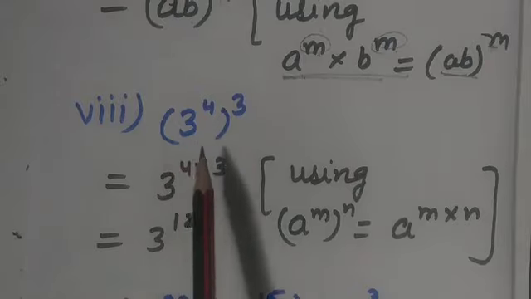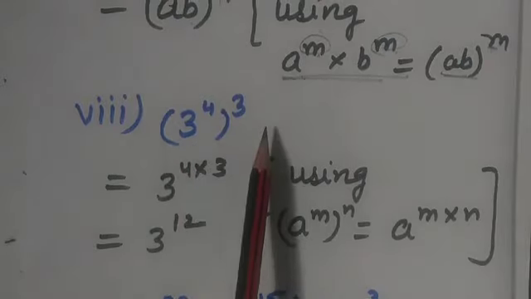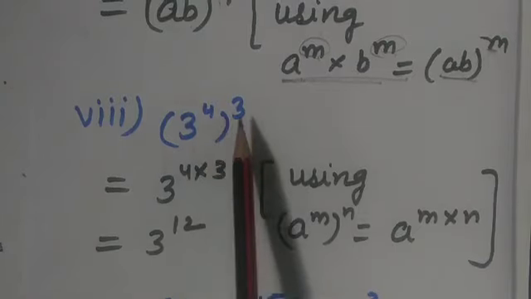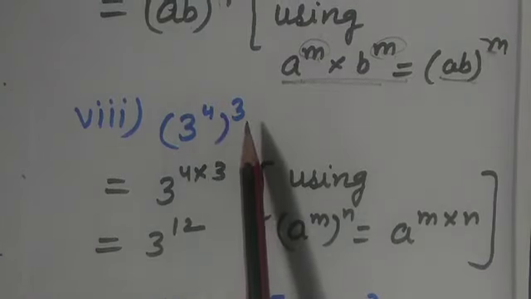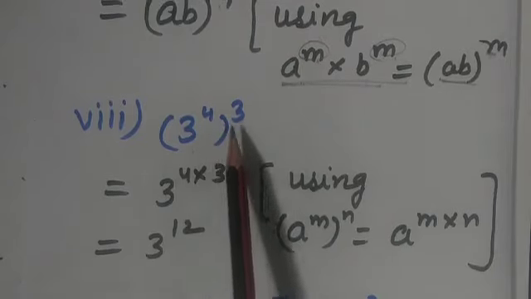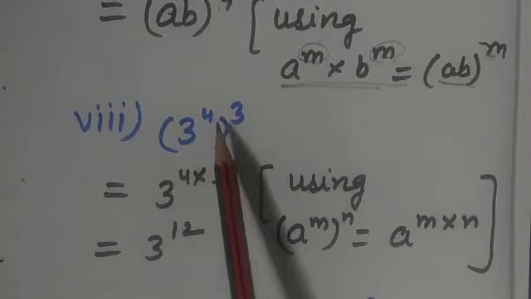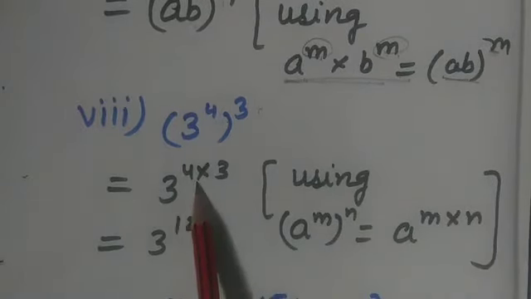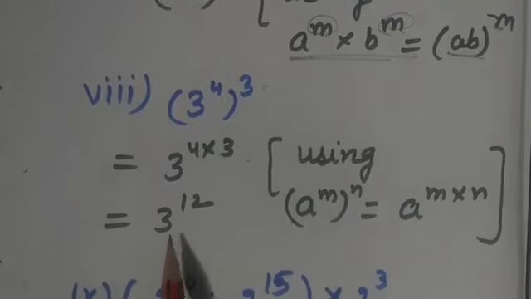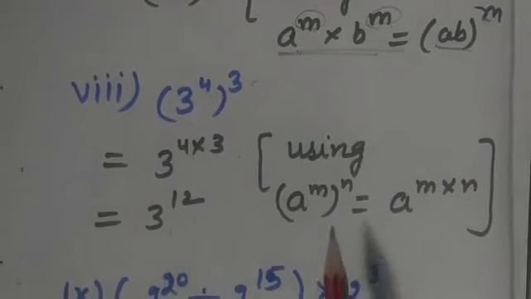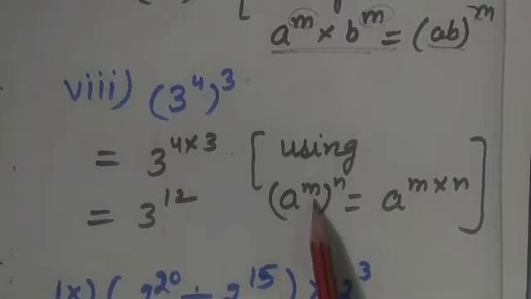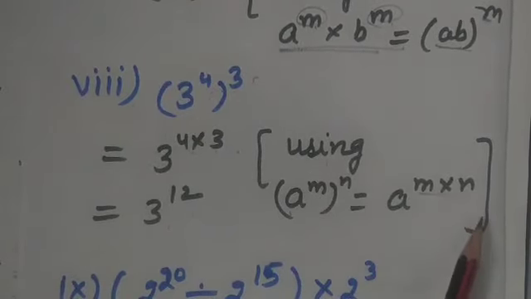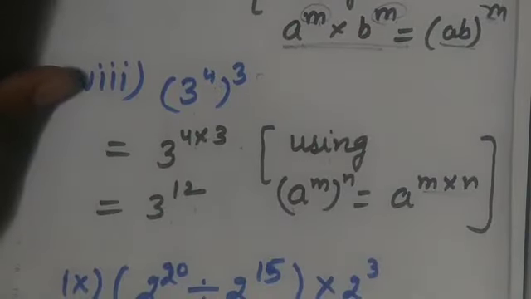Part 8 is 3 raised to the power 4 and whole raised to the power 3. We have power to the power. Whenever we have power to the power, it means powers get multiplied. This also we have learned through laws of exponent, that whenever we have power to the power, then powers get multiplied. So it will be 3 raised to the power 4 into 3. So answer will be 3 raised to the power 12. Using a raised to the power m whole raised to the power n is equal to a raised to the power m into n. This is part 8. Now come to part 9.